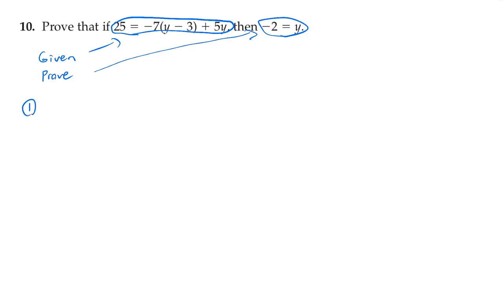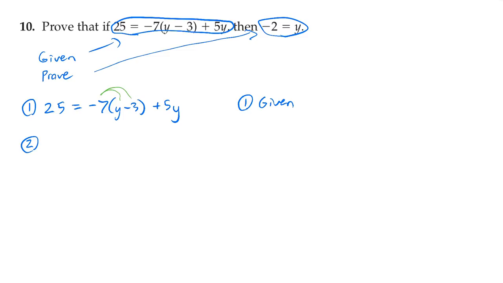And so step 1, we would write out the given, 25 equals negative 7 times (y minus 3), plus 5y. And then over here, we would say, well, that's the given. Okay, step 2, I'm going to use green. What am I going to do here? I think I would distribute. I think I would do that first.